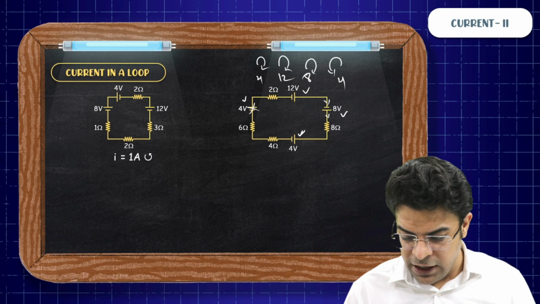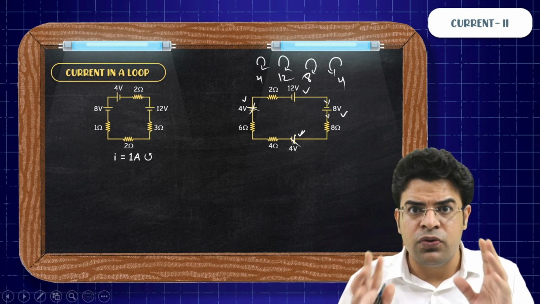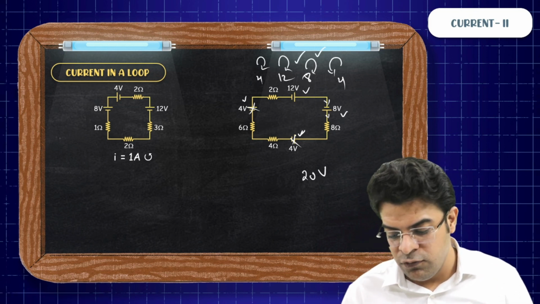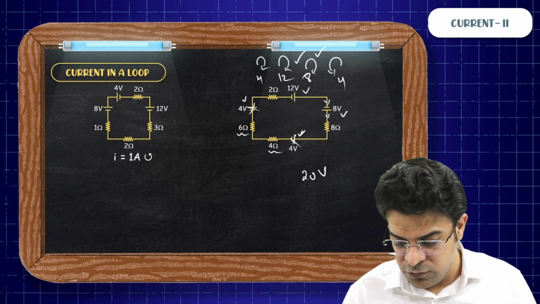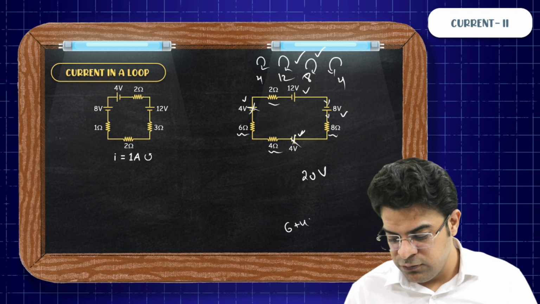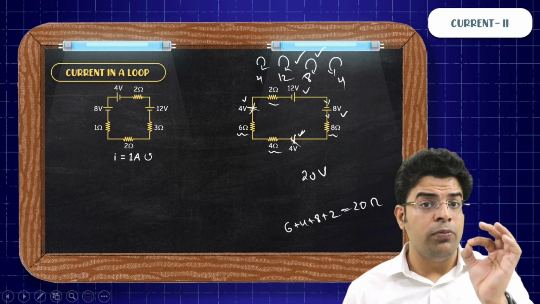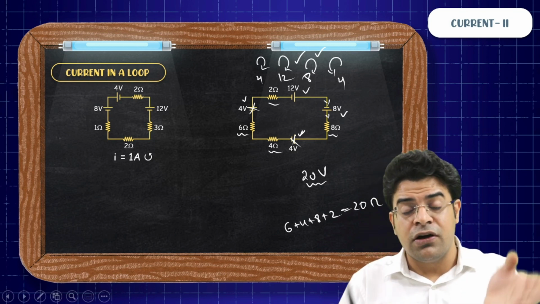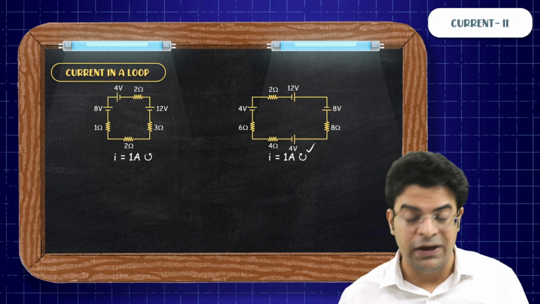Now, these two 4 and 4 will cancel out each other's effect. So the net EMF trying to drive the current in the clockwise sense is 12 plus 8, that is 20 volt of clockwise EMF. The equivalent resistance is 6 plus 4 plus 8 plus 2, that is 10 plus 10, that is 20. So 20 ohm is the equivalent resistance. 20 volt is the equivalent EMF trying to drive the current clockwise. So the current in the circuit has to be potential drop upon resistance, that will be 1 ampere clockwise.